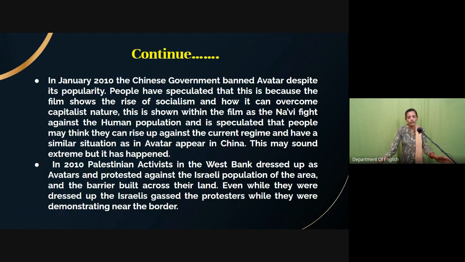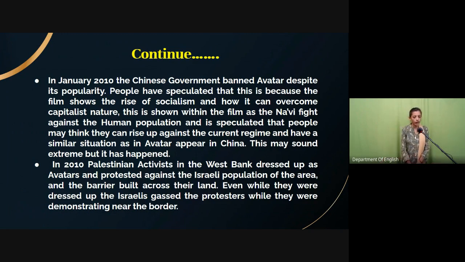In January 2010, the Chinese government banned Avatar, despite its popularity. People have speculated that this is because the film shows the rise of socialism and how it can overcome capitalist nature. This is shown within the film as the Na'vi fight against the human population, and it is speculated that people may think they can rise up against the current regime and have a similar situation as in Avatar appear in China. So this may sound extreme, but it has happened.